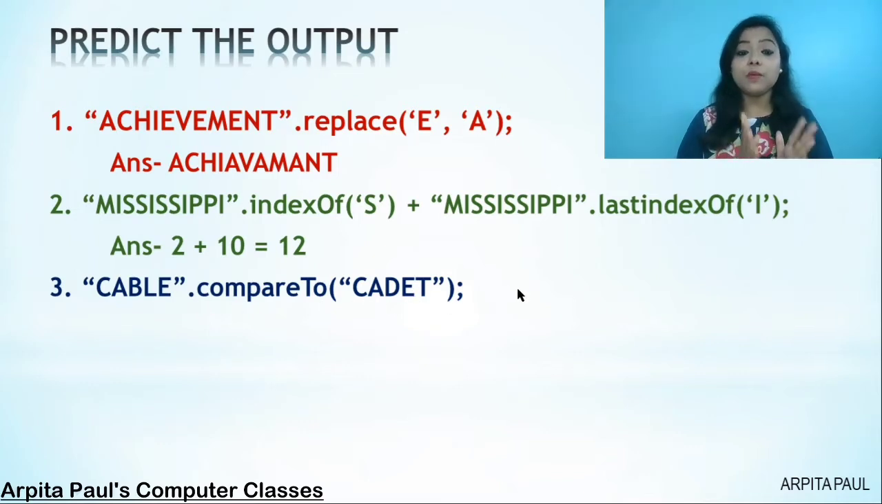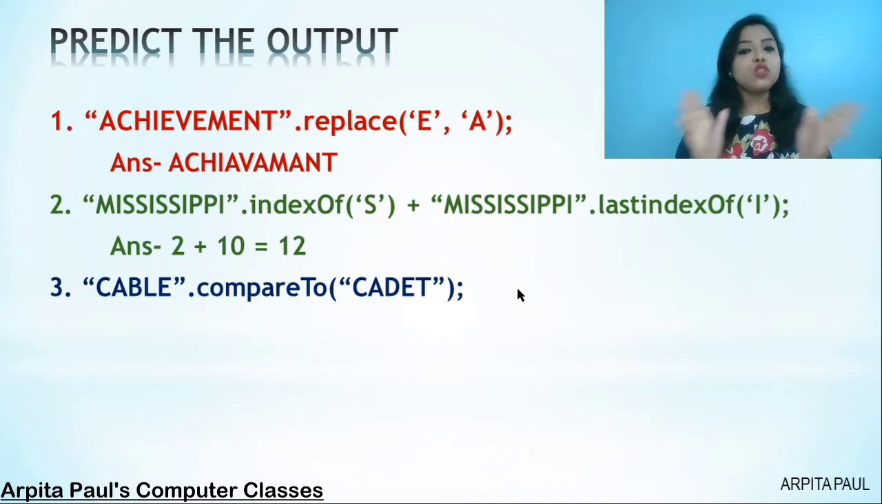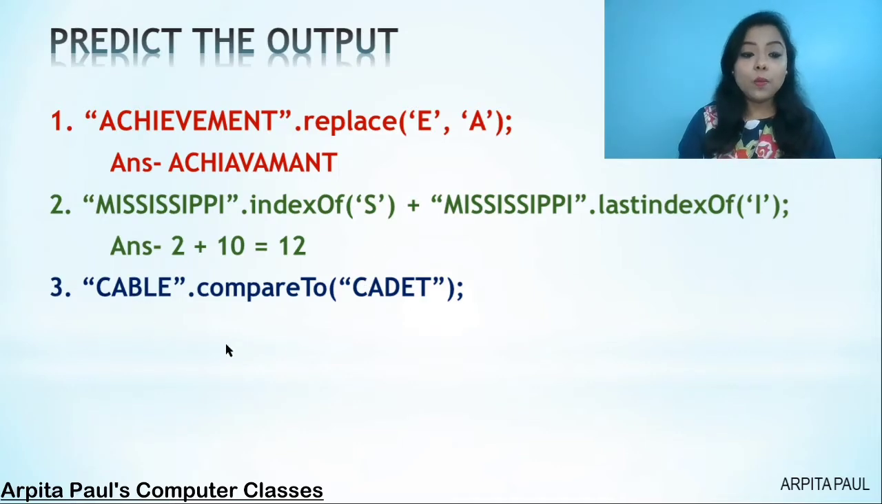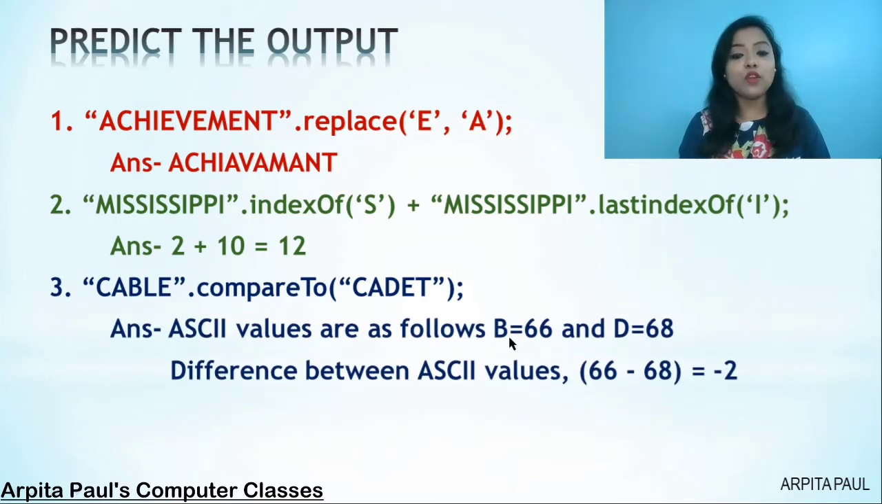That is "cable".compareTo("cadet"). Basically, the purpose of compareTo is to return the difference between the ASCII values where it finds a difference. If there is no difference, then it will return 0. In the case of cable and cadet, the first two letters CA are the same. Now B and D, these two letters are different. So here it will return the difference. The ASCII values are as follows: for B it is 66 and for D it is 68. So the difference between the ASCII values will be 66 minus 68, which is minus 2. So the output for this one will be minus 2. Because the first two characters of cable and cadet are the same, CA is present here.